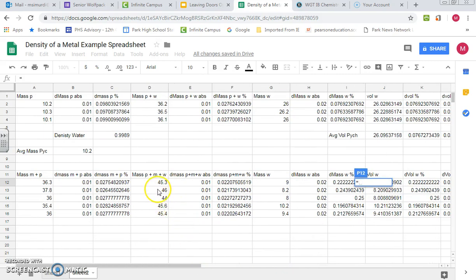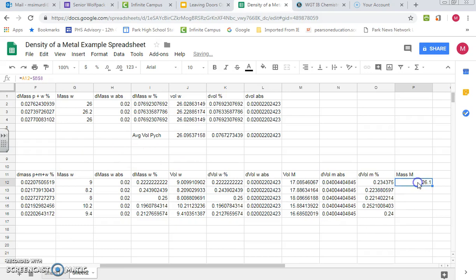Equals, it would be this value here, the mass of the metal plus pycnometer, and I'm going to subtract the average mass of my pycnometer, and I have to lock that average mass. So here's the other thing that I would say about this. You maybe did your numbers a little differently. Like you maybe actually weighed and know exactly the mass of the metal, and if that's the case, you could just type those in right now. You wouldn't be doing a calculation here. But I didn't do that with mine, so I'm going to do that, and then I'm going to fill down what my values are going to be.